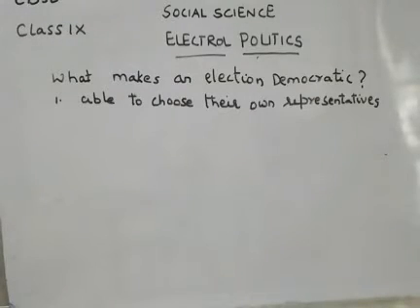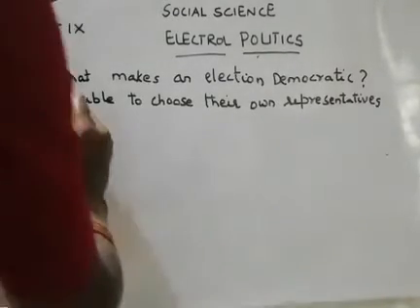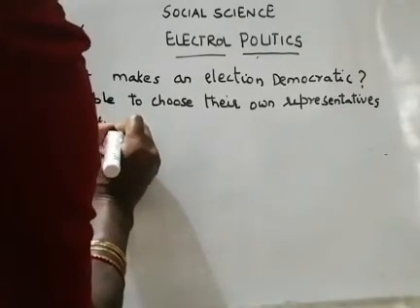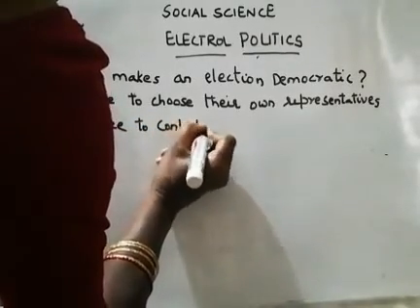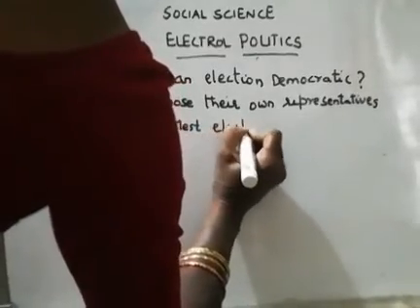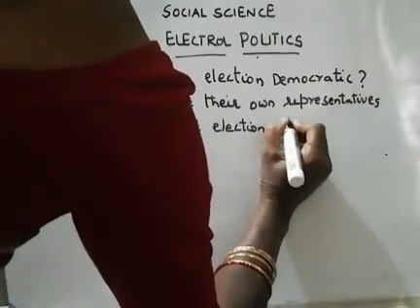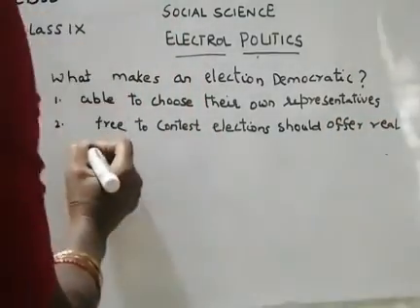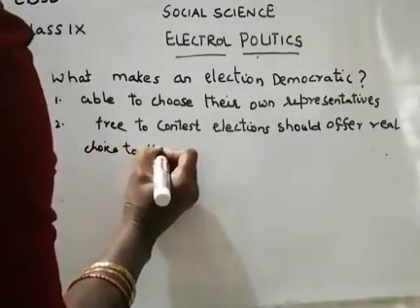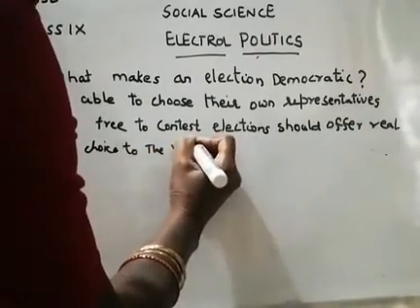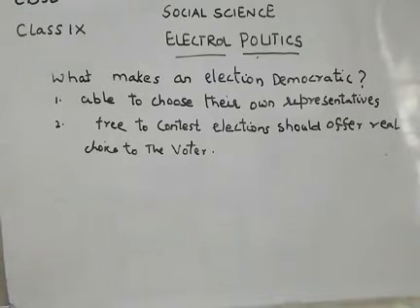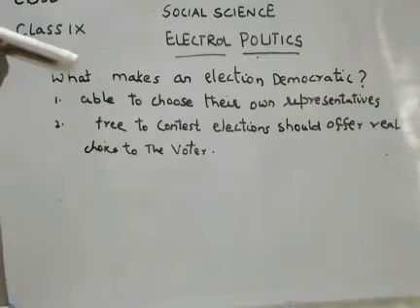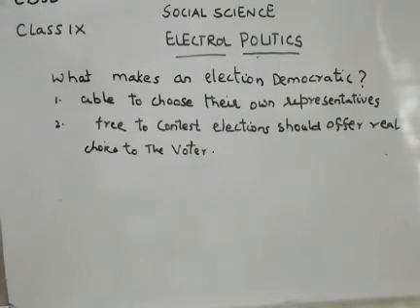The second point is, parties and candidates should be free to contest elections and should offer some real choice to the voters. People should believe that he is a very genuine person. So even if I elect this particular person, he will rule the country, he will rule the state, and if it is a corporation election, he will look after our constituency. So keeping all this in mind, people will choose their representative, children.